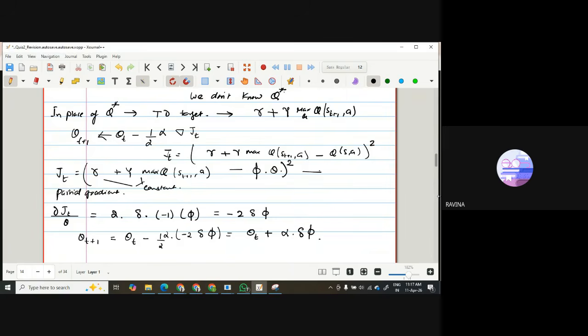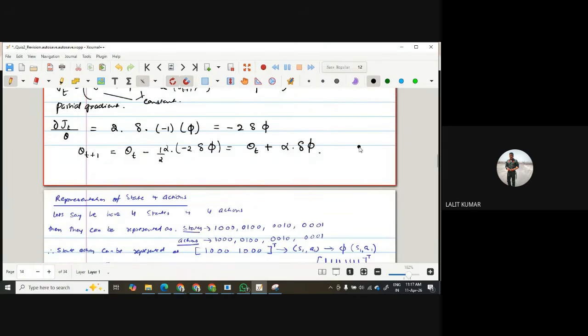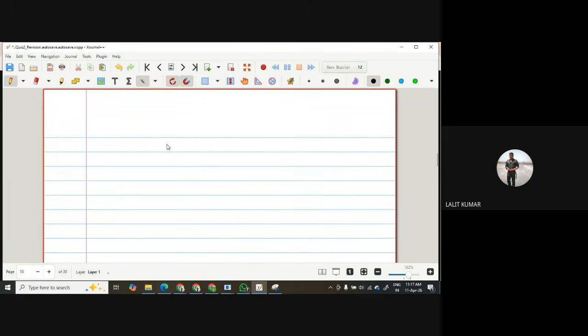Yes, sir. Okay. So this is the most important derivation to understand. Now we have to understand what this phi is. I told you about phi, but what is it? For example, I have got 4 states: S1, S2, S3, S4, and 4 actions: A1, A2, A3, A4. Now I will have combinations: S1A1, S1A2, S1A3, S1A4. So I will have 16 combinations.